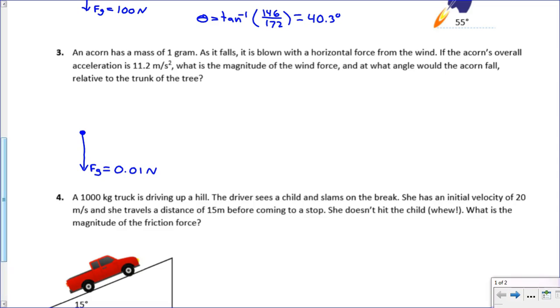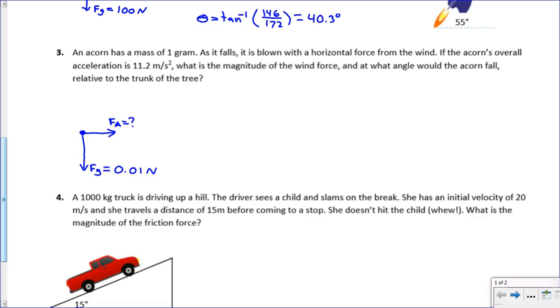The other force that we have on here is a wind force. Now, in this case, I asked what is the magnitude of the wind force, so we don't know what it is. All right, but I gave you acceleration in this problem, which is something that's going to be helping us. So if you look at the picture here, and I ask you what direction the unbalanced force is in, you should hopefully identify that the unbalanced force is going down and to the left.